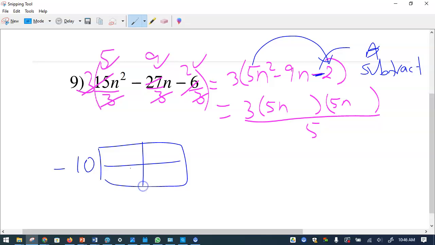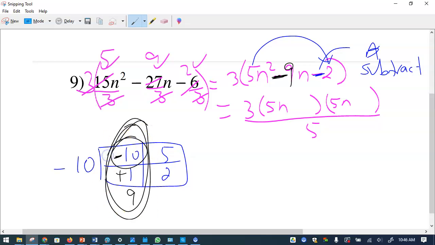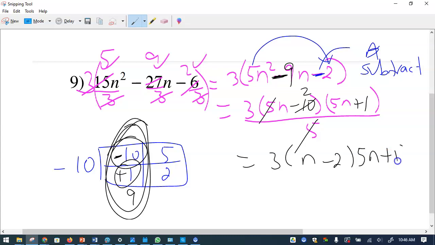So what are the factors of this? 1 times 10, 2 times 5. Among these, which one subtracts to get minus 9? There's a minus 9 here, and you can clearly see if you take away 1 from 10, it is 9. But because you need to get minus 9, I'll put the bigger number with minus, the smaller one with plus. So this minus 10 will go right here, and this plus 1 goes right here. And then divide: 5 divides 10 two times. So your answer is 3 times (n minus 2)(5n plus 1), and then done.